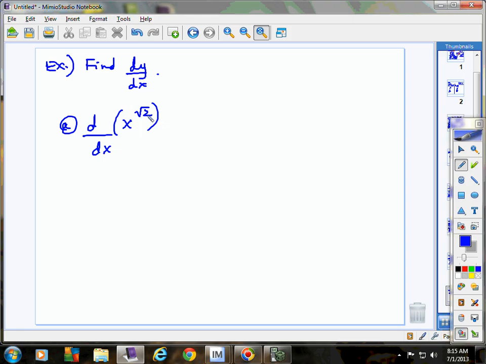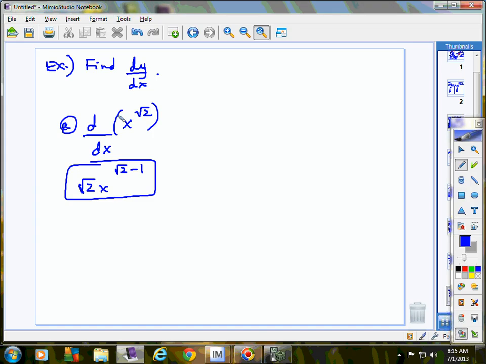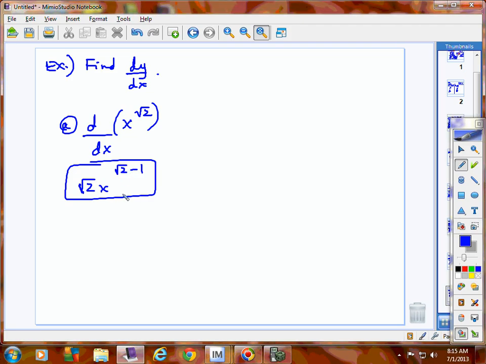The derivative of x to the square root of 2 is what? Bring that down. What do we get? Square root of 2x to the square root of 2 minus 1. Exactly right. Bring the power down. Subtract 1. We can't beautify that any more than we got it unless we turn it into decimals, and then we'd lose some of our numbers. So we're just going to leave it like that. Bring it down, subtract 1.